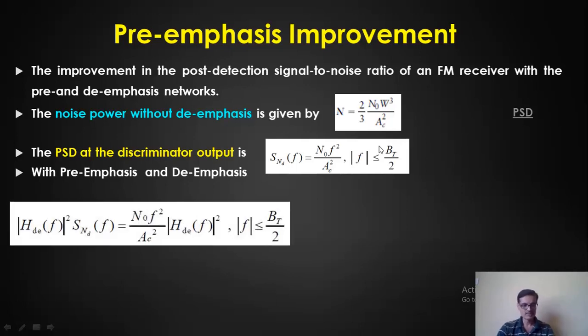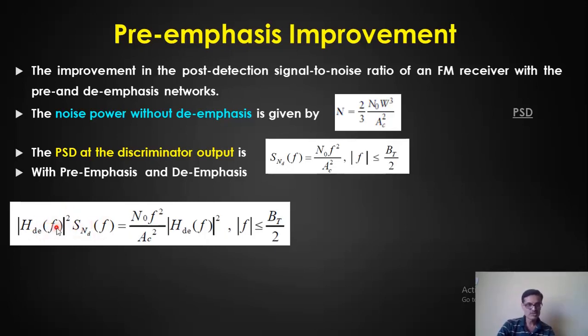The PSD before passing through the de-emphasis was the PSD of the discriminator output. At the output of the discriminator, this is the PSD I have. If I pass this signal, which has a noise PSD equal to N naught f square by A_c square, through a de-emphasis circuit in the receiver, I can write it as S_ND of f multiplied by the square magnitude of the de-emphasis circuit response.